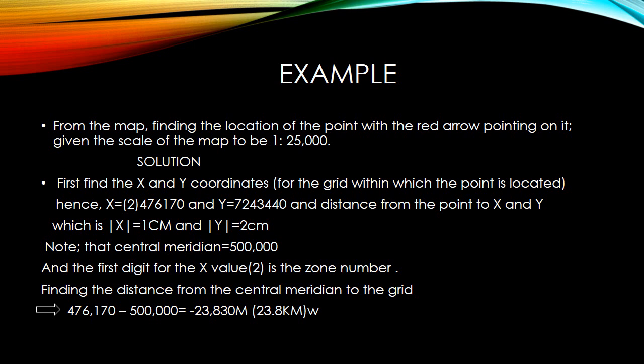We also have the distance from the point to the grid: on the x axis it is 1 centimeter, and on the y axis it is 2 centimeters. You also have to note that the central meridian has a value of 500,000 meters.